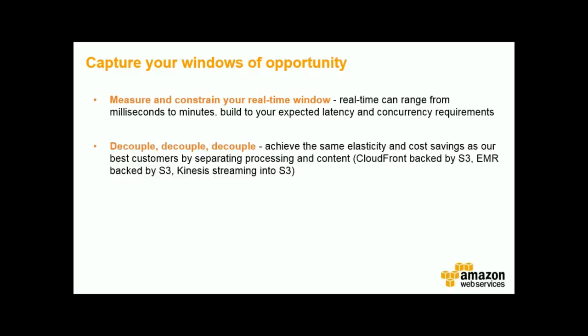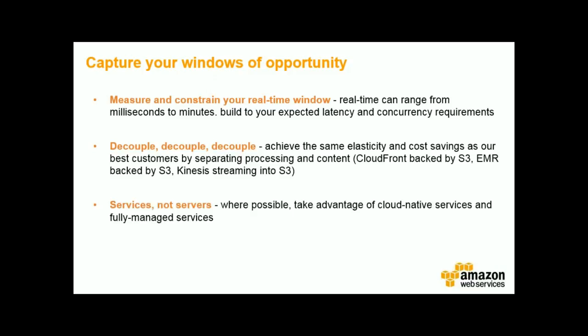The second is decouple, decouple, decouple. You can get the same elasticity and the same cost savings as the best customers that we have by separating compute and storage, by separating the processing from the content, using things like CloudFront that's backed by S3, using Elastic MapReduce backed by S3 with EMRFS, using Kinesis streaming into S3. You can really start to have these cost efficiencies.